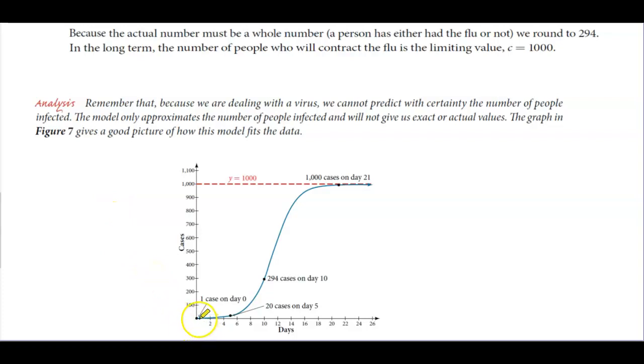The graph that you can see here in figure 7 gives a good picture of how this model fits the data. So here is day 0, where you have 1 case. And then on day 5, it increases to 20. On day 10, you get 294. And then according to the population within that community, eventually it's going to level off at that equilibrium point, which in this scenario is y equals 1,000.